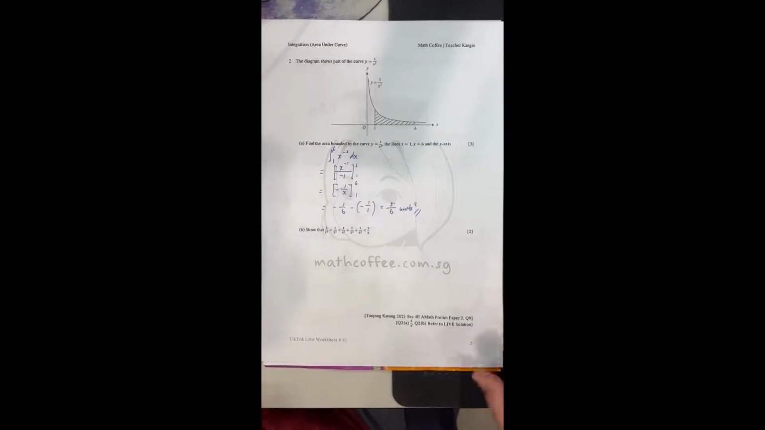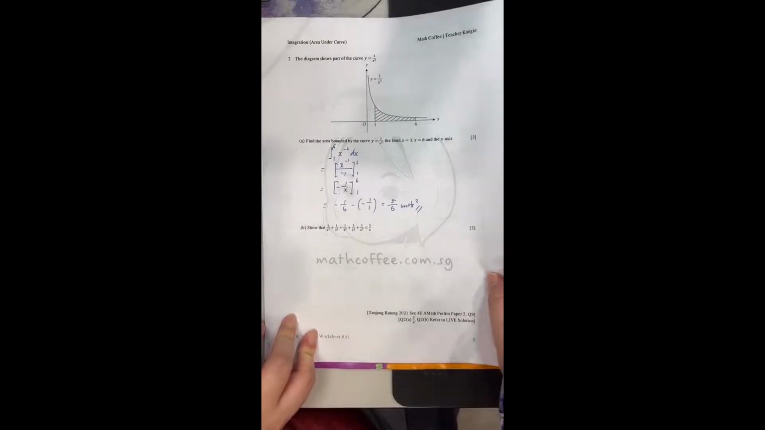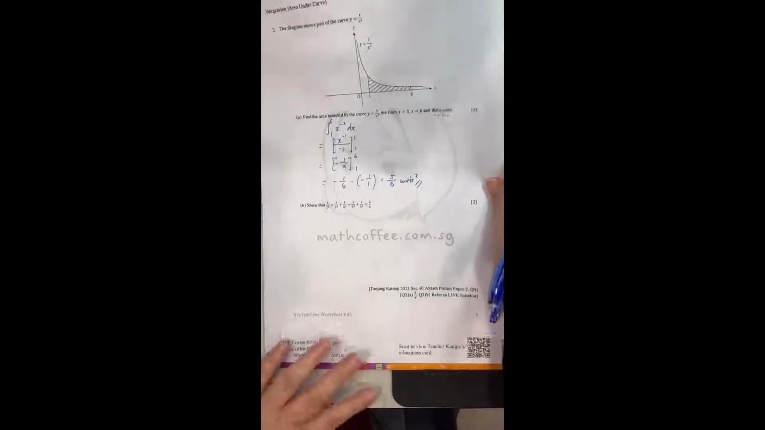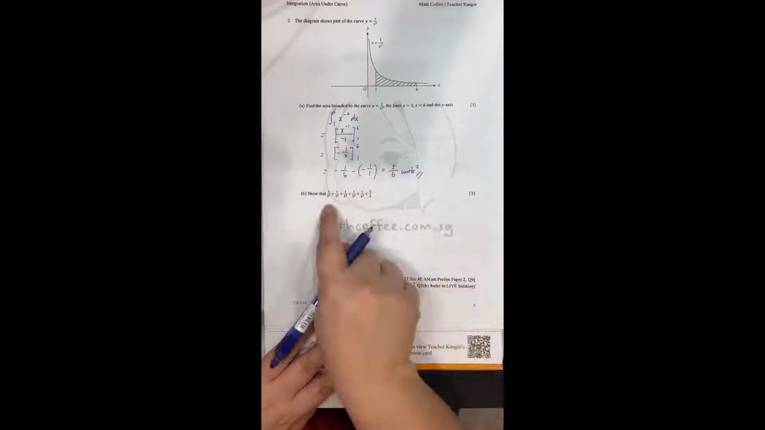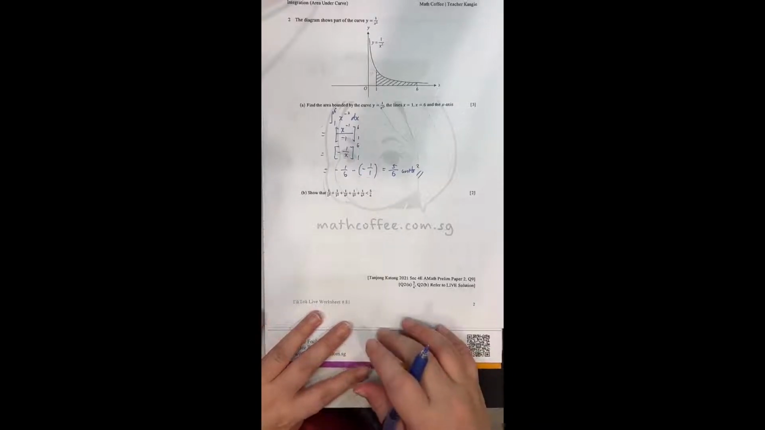Okay, come. So now let's continue. Find volume. Okay, they ask you, show that it is less than 5 over 6. So this question is a little bit tricky.